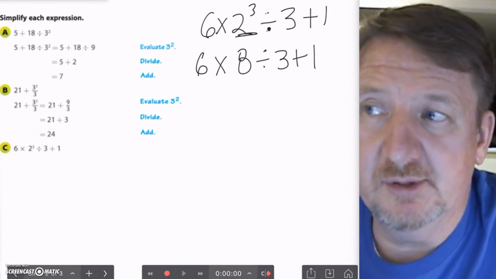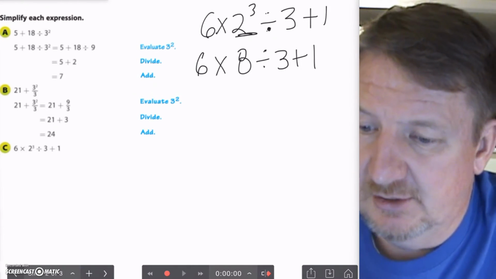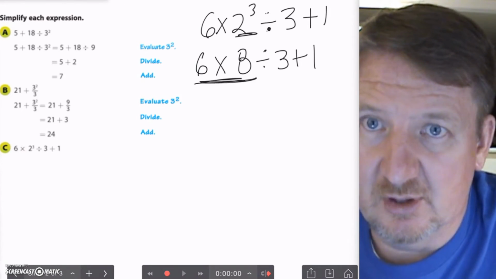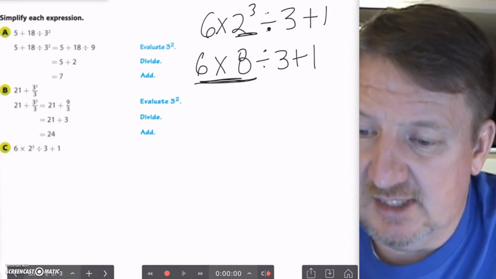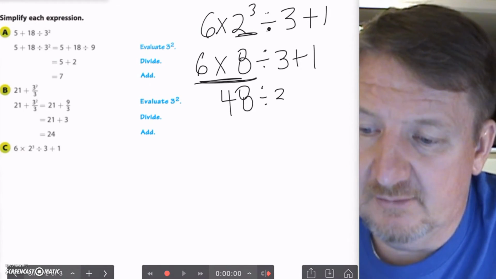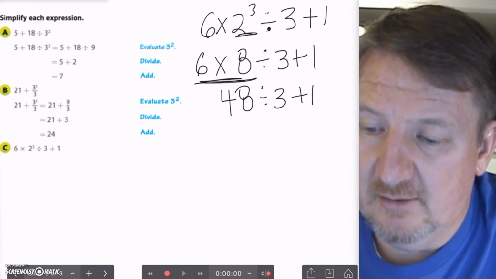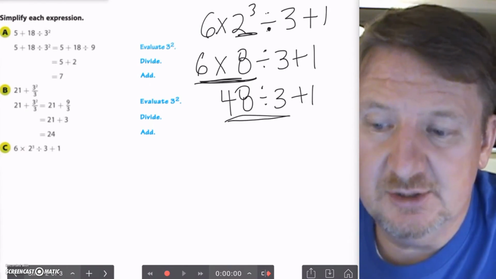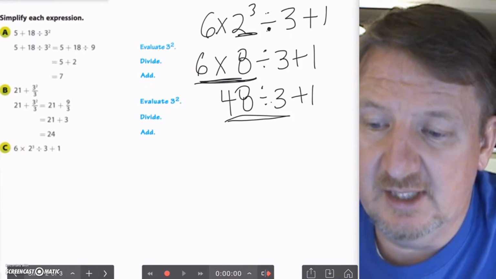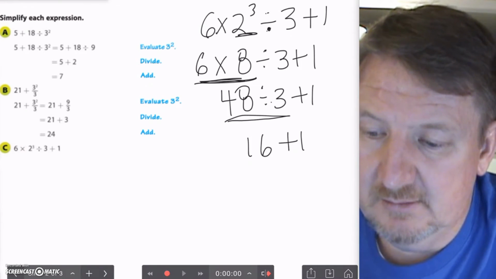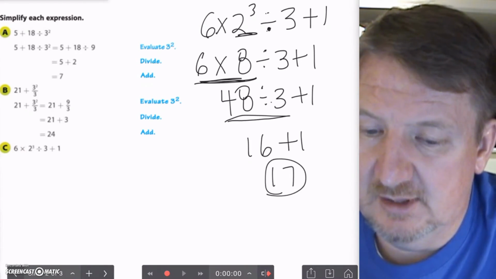I'm looking for any multiplication and division that we may have. So here I have multiplication first. It's on the left side, so I'm going to solve that first. 6 times 8 is 48 divided by 3 plus 1. Okay? Now I'm still in the division and multiplication step, so I still have some division. I got to do that next. 48 divided by 3 is 16 plus 1, and my final answer is 17.